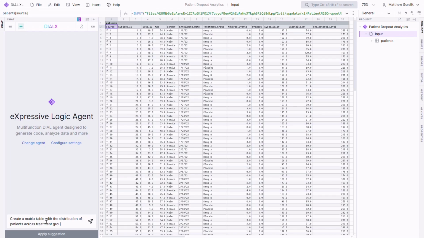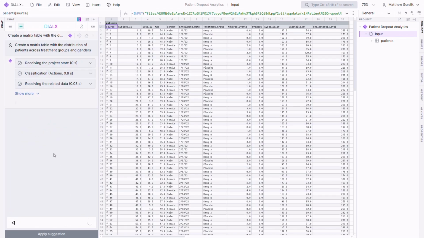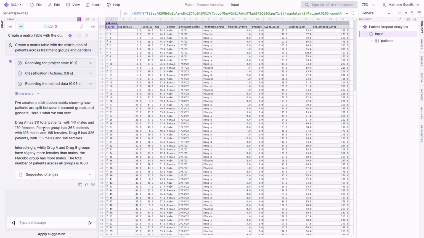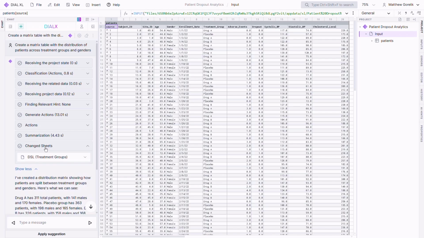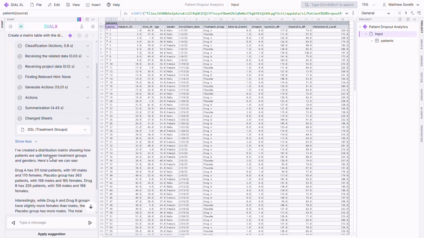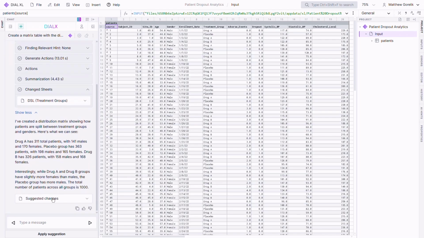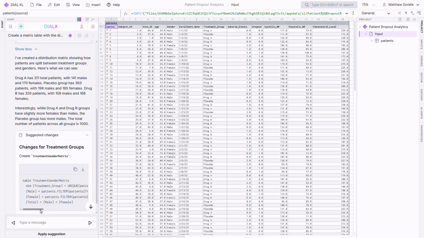We'll start by asking for a matrix with the distribution of patients across treatment groups and genders. You can see here that the agent understands a semantic meaning and maps it to the columns in the dataset. Under the hood, we can see that the agent transparently expresses its logical chain of thoughts step by step. Ultimately, it generates domain-specific language queries designed specifically to work with structured data and LLMs, suggesting that we should create a new sheet with the generated formulas.